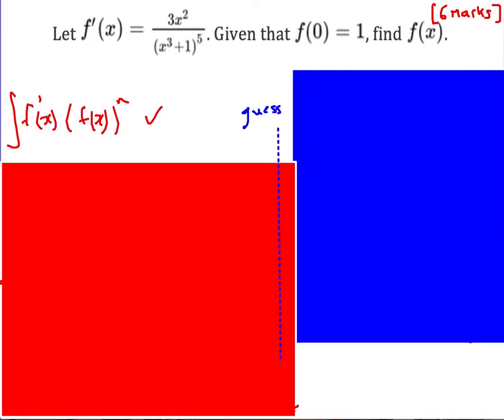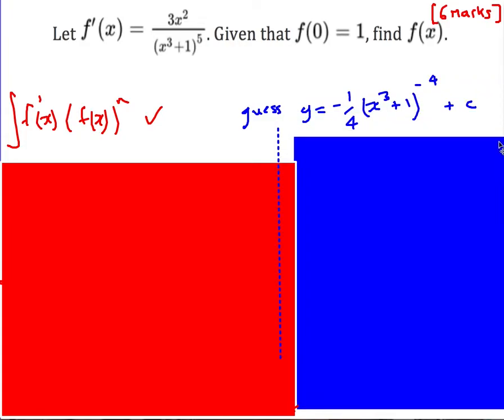Okay, the next question is this. This one's a bit more tricky. You've got 3x squared on the top, and then you've got x cubed plus 1 to the power 5 on the bottom. This one's worth 6 marks. This time I've got the f'(x) here, and I've got f(x) to the power n. So I've got one of the forms I can use. So I'm just going to guess that.